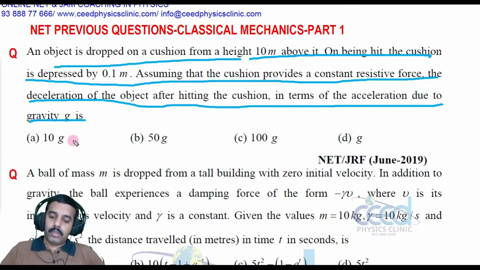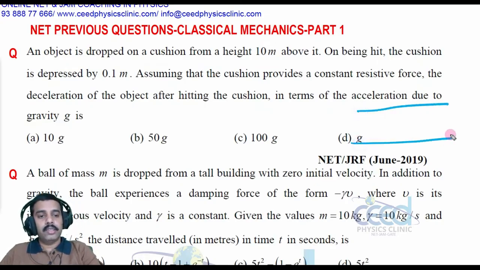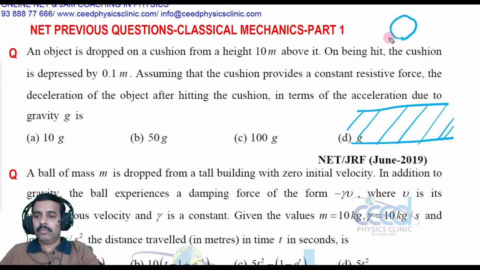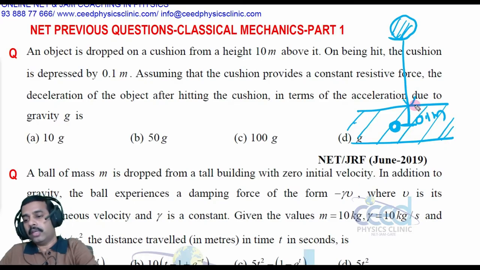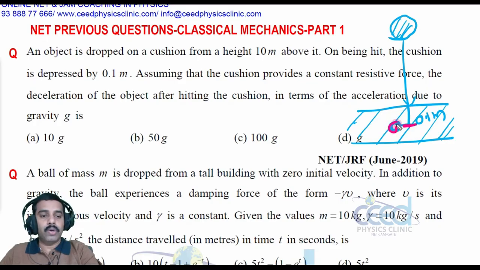So the question is, you have a cushion here, right? This is a flexible cushion. Suppose an object is falling here. This cushion will produce a depression of 0.1 meter, and then the velocity becomes 0. This is the final depressing point, so the ball's velocity becomes 0 and then it comes back.